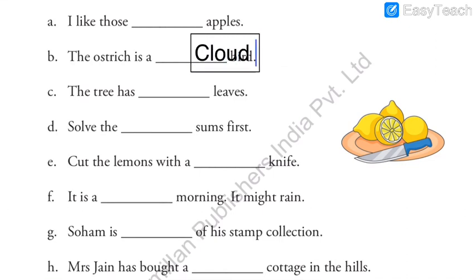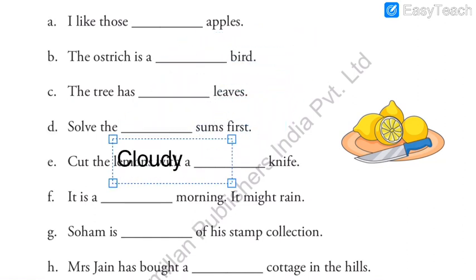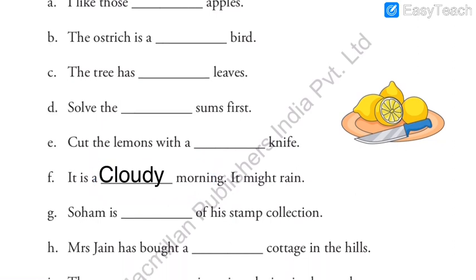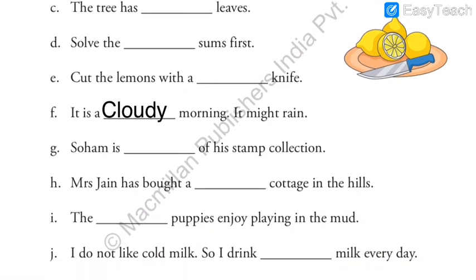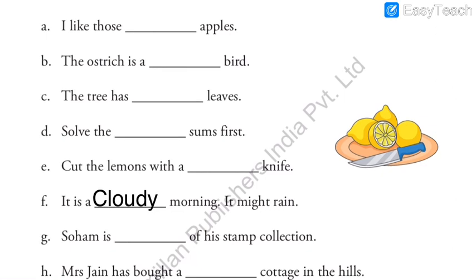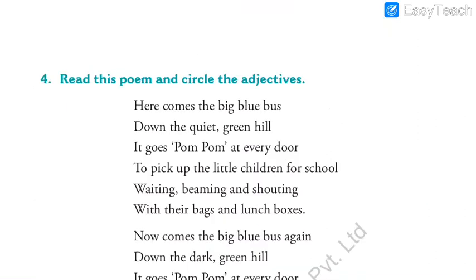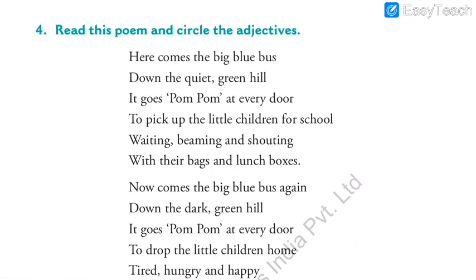And I hope that you have solved this and you have got the same answer. And for those who have got the same answer, I congratulate them for solving and at least trying to solve it. Correct? So this way we also solved 3-5 more FBs in the previous lecture. And let's now move towards exercise number 4. Read this poem and circle the adjectives.